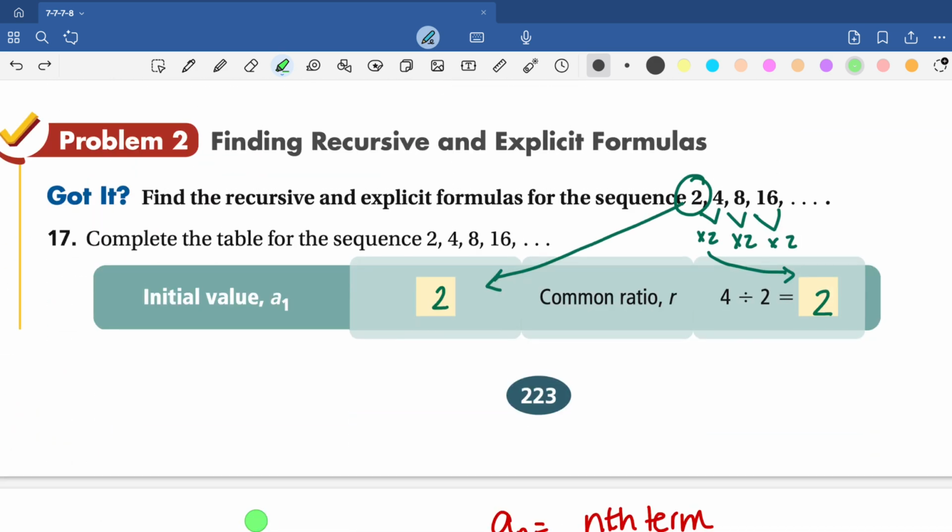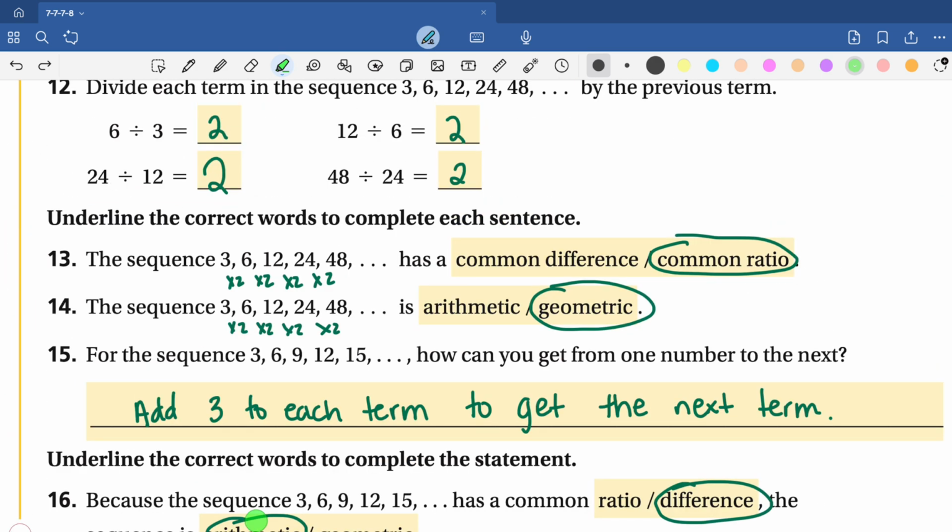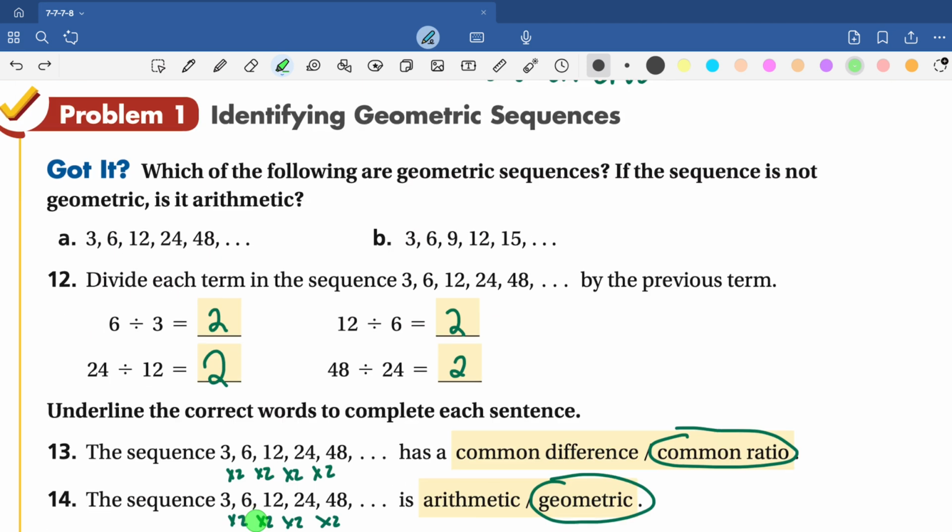Now let's go to problem number 1, identifying geometric sequences. Which of the following are geometric sequences?